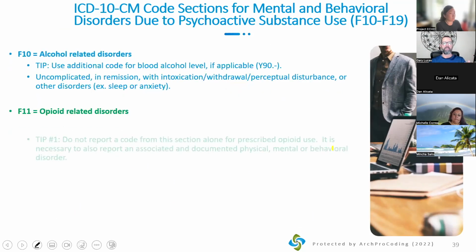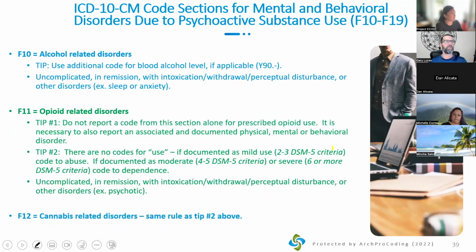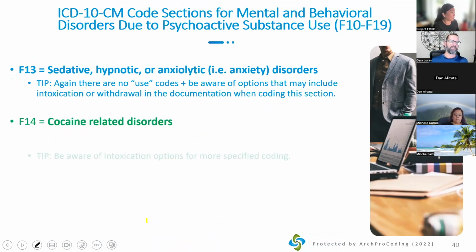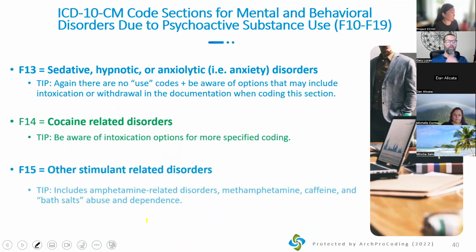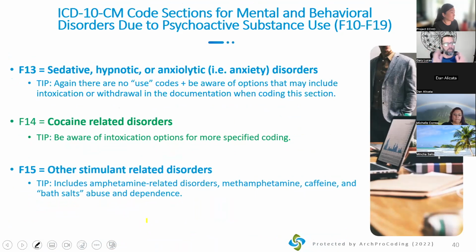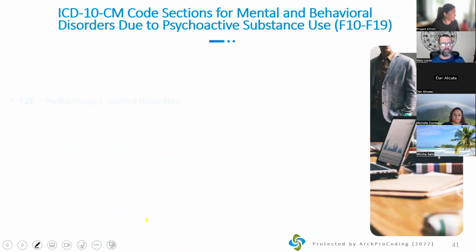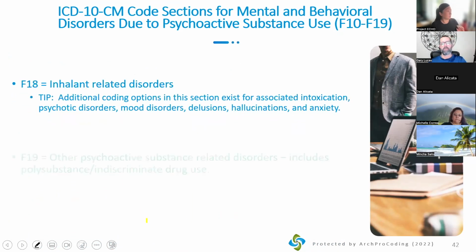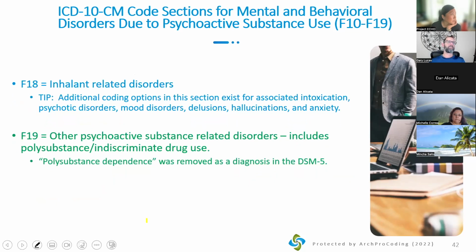So I'm not going to read each of these items, but rest assured, folks, on the next 3 or 4 slides, I've taken each of the categories from F10 to F19 and have given you some tips on whether it's an alcohol disorder or opioid disorder or cannabis disorders, some information related to those diagnosis codes you might find interesting or important, whether it's sedatives, anxiety disorders, cocaine, or other stimulant related disorders, of course. We have substance-specific diagnosis codes from hallucinogens to nicotine dependence. So you see that I wanted to give you a lot more information than I could possibly read.